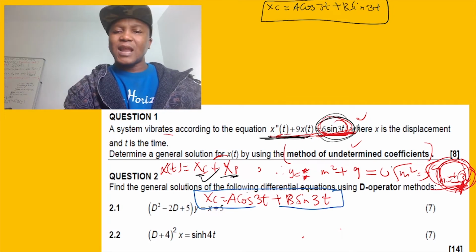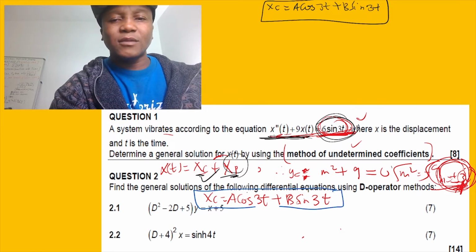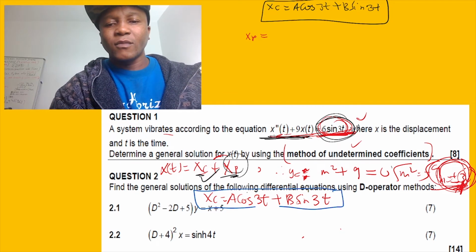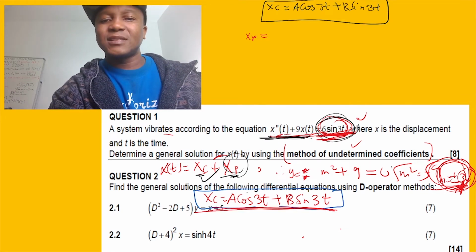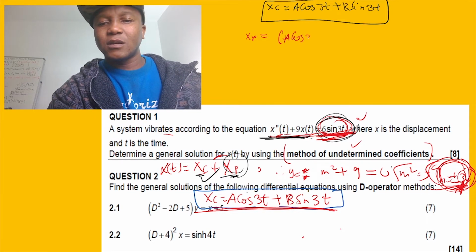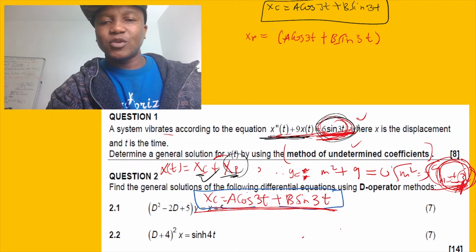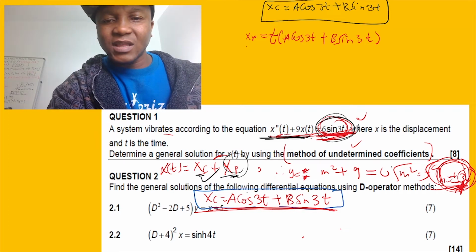So now I'm going to take the particular solution, x particular. Since it's in that form, I'm going to take exactly what you see here, and then you put t behind. So I'm going to say A cos, and then plus B. And here write your t before. Just write your t before. And this is going to be the particular solution.